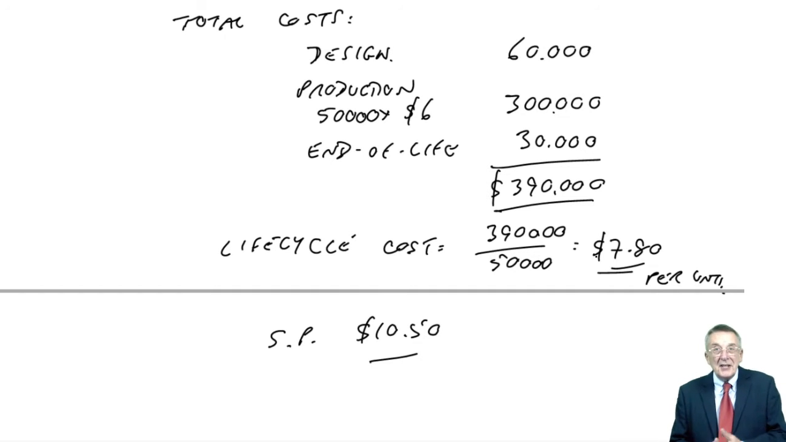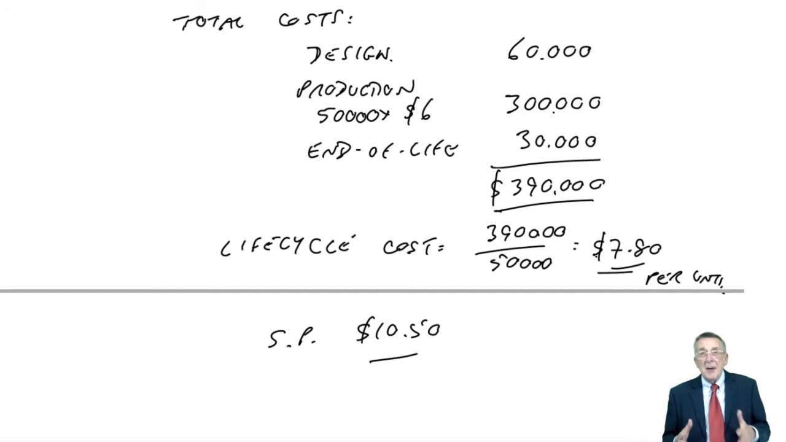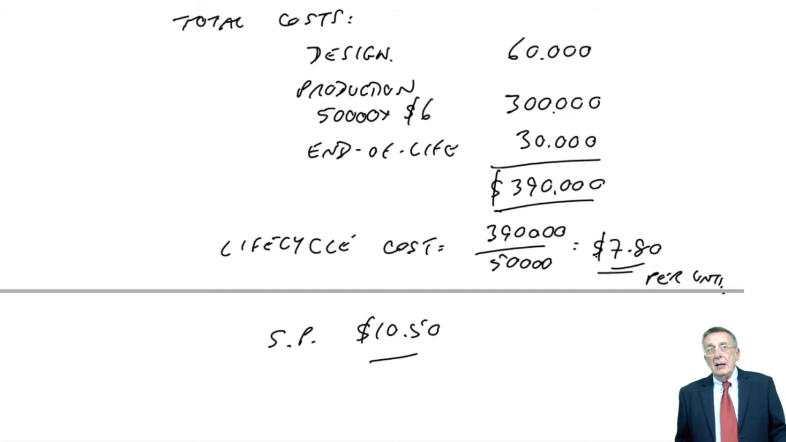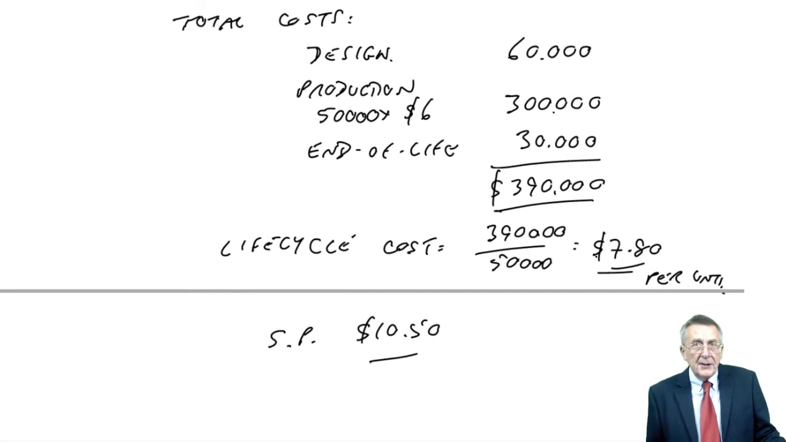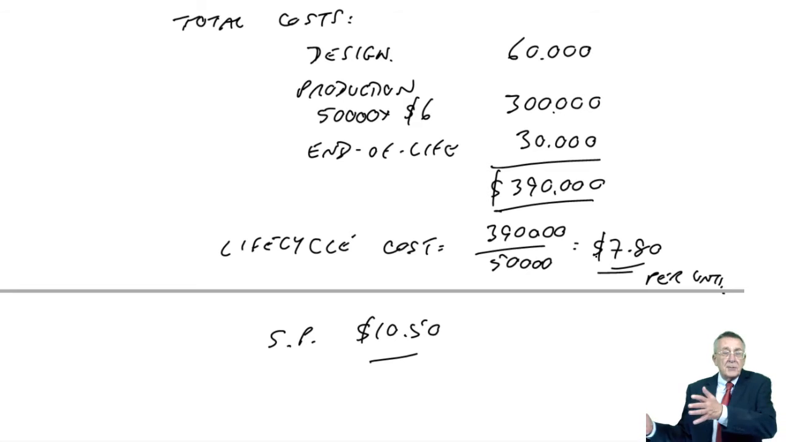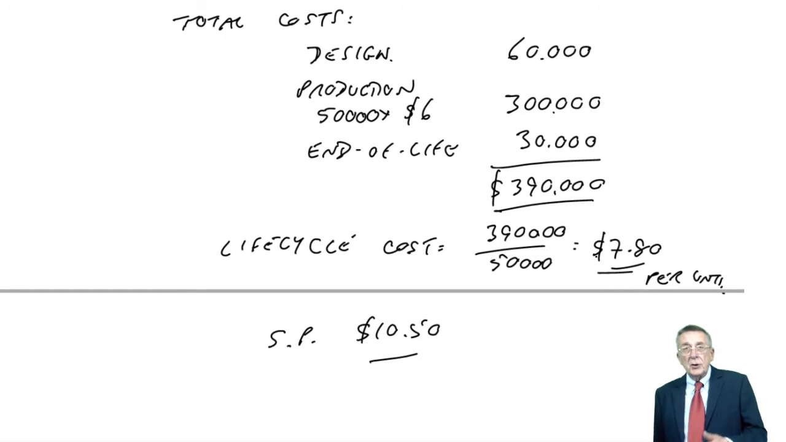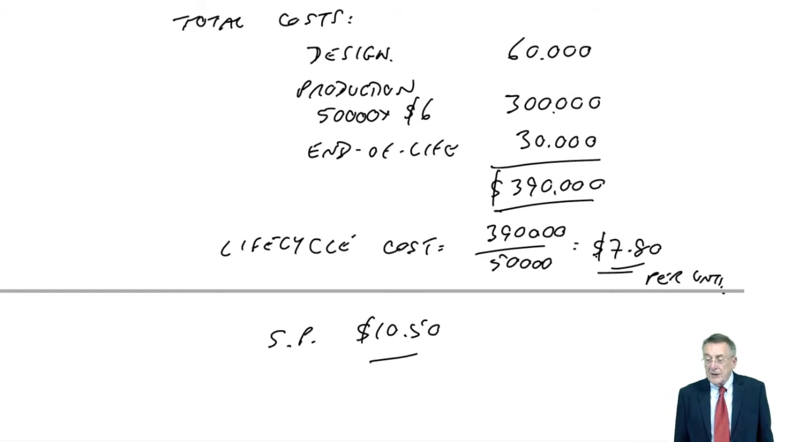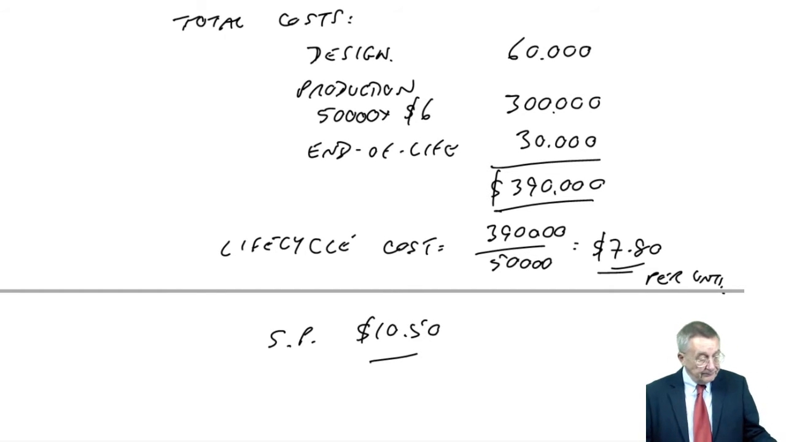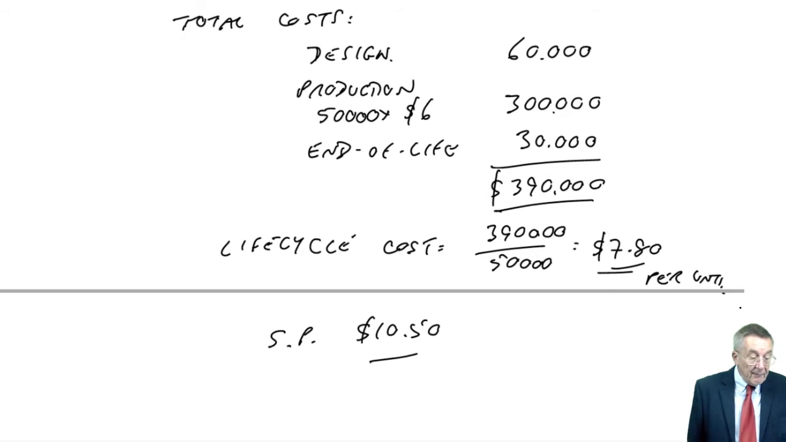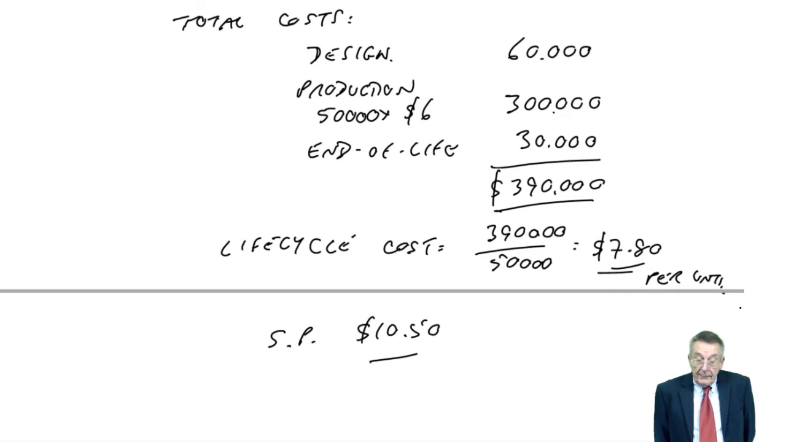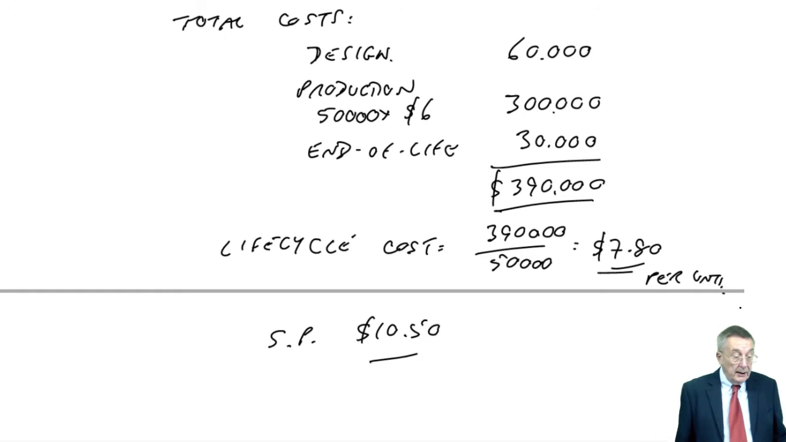So it's the life cycle cost which surely would be a better basis for determining the selling price. There are other factors we'll take into account. There's a chapter later on pricing. But in terms of wanting to sell for more than cost, it makes more sense to do it over the entire life cycle. So that's all it is. Total cost divided by total production.